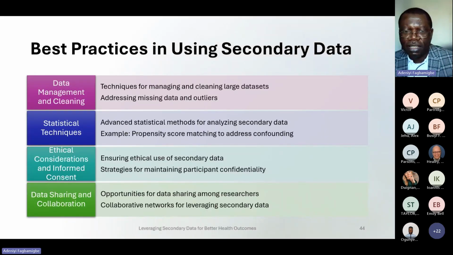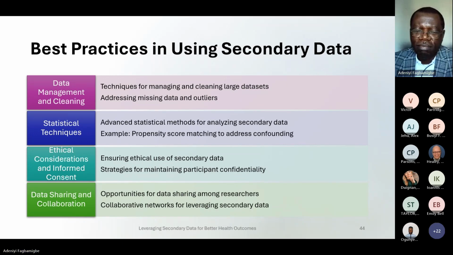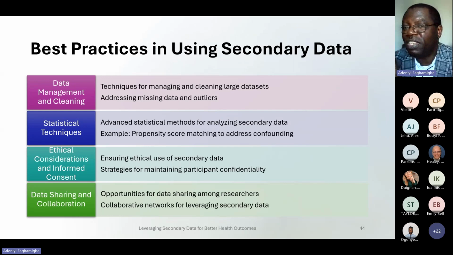So what are the best practices in using secondary data? Borrowing from the last slide, the first thing is data management and cleaning. Statistical analysis is not usually the problem when you are using secondary data. The ability to manage the data and put it in a form that will be useful for you to achieve your research goal is number one, and prominence has to be given to it. Of course, analysis remains the endpoint, but you cannot do analysis on faulty data. That is why a lot of effort needs to go into data management, and there is need for expertise in doing that.